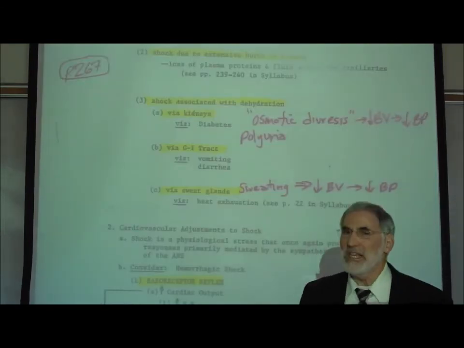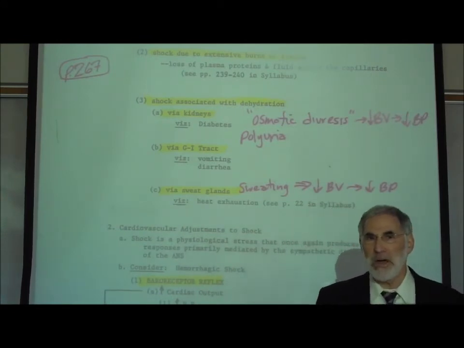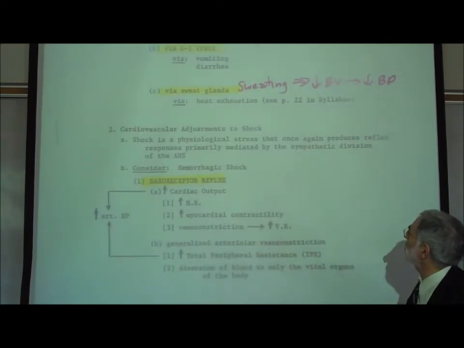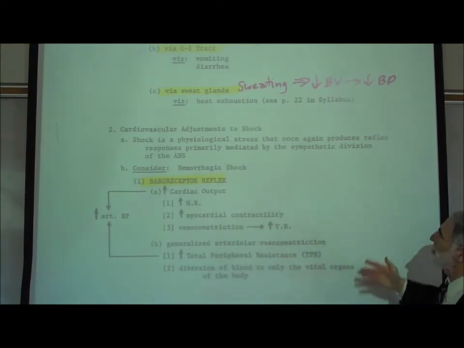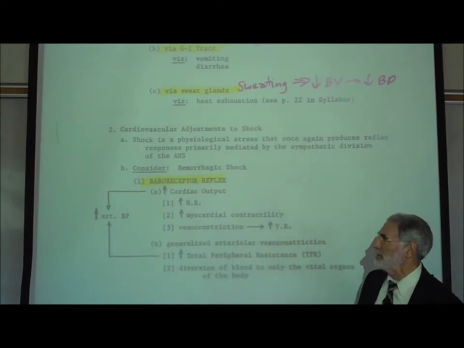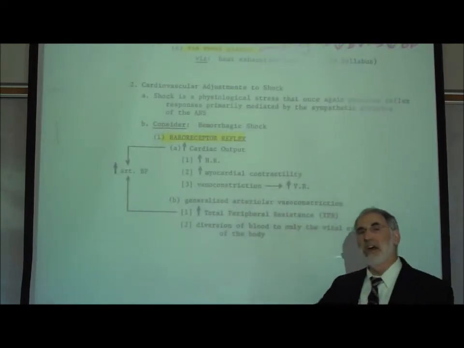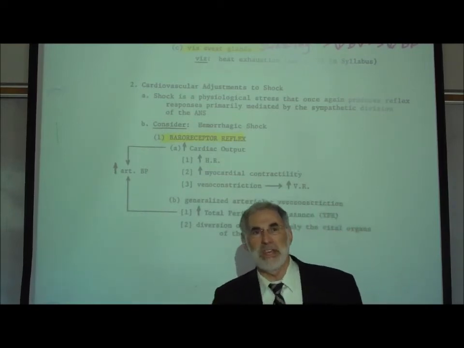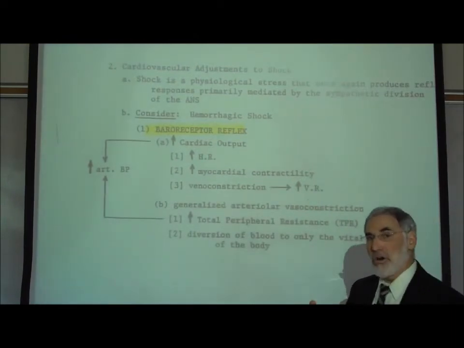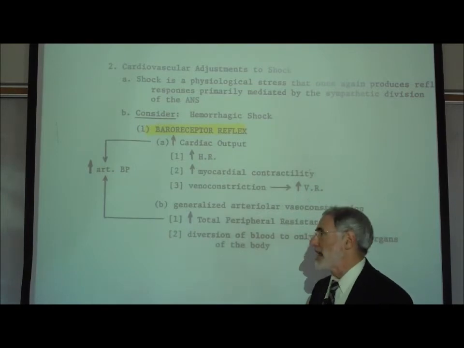Now, no matter what the cause of shock, low blood pressure, the reflex response in the body is similar. So we wrote here that shock is a physiological stress that once again produces reflex responses primarily mediated through the sympathetic division of the autonomic nervous system. We've already learned about the baroreceptor reflex. Whenever there's a drop in blood pressure, the sensory neurons called baroreceptors detect the drop in blood pressure and trigger via the sympathetic autonomic motor neurons.